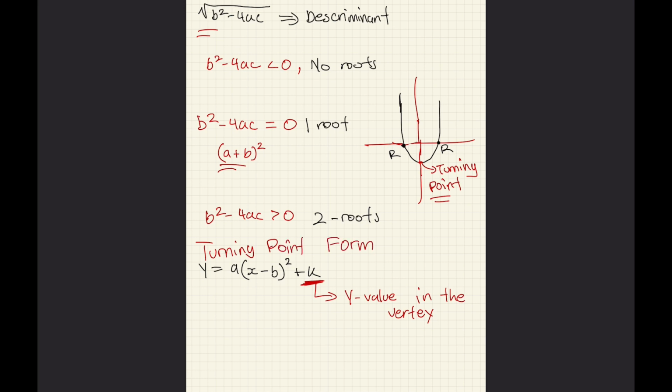So, the k value is the y value in the vertex. Then, whatever value of x makes this 0, so in this case it would be b, is going to be the x-coordinate.